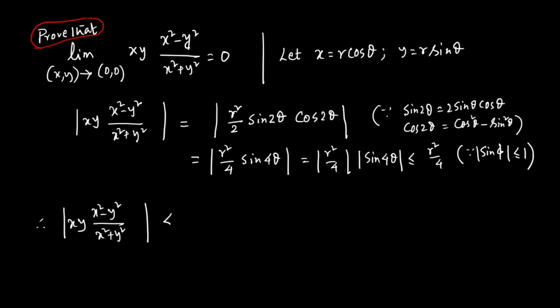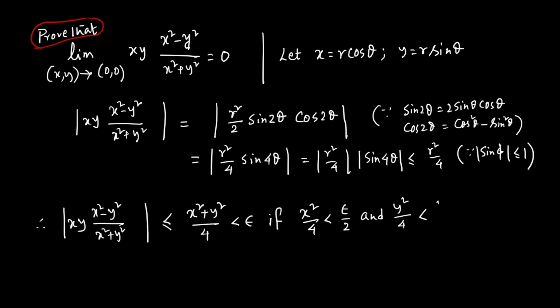is less than or equal to, now r square is what? R square is x square plus y square. So this is less than or equal to x square plus y square divided by 4. And this will be less than epsilon if x square by 4 is less than epsilon by 2 and y square by 4 is also less than epsilon by 2.